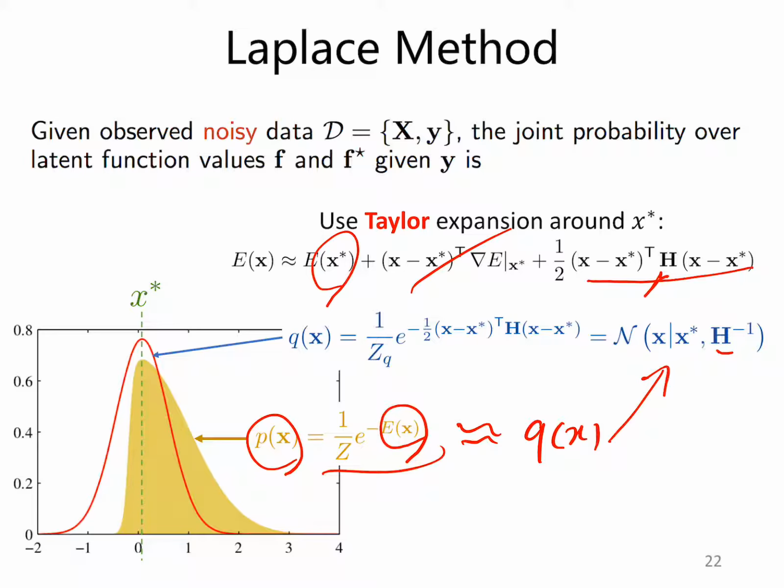So in some sense, the Laplace method is only defined for likelihoods where the negative log likelihood is convex. The log of the likelihood is concave because that's a negative, right? Yes. But that is a pretty big class.